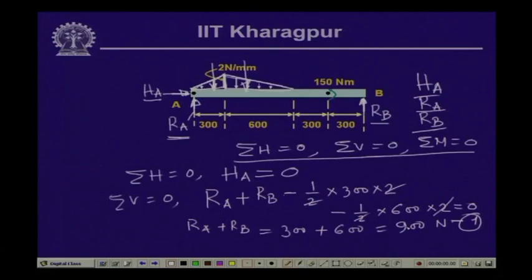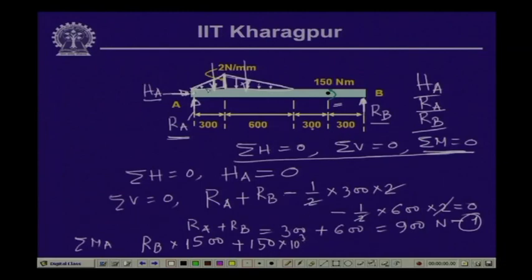Now, another equation we can generate from summation of moment equals to 0. If we take the moment of all the forces with reference to this particular point, say point A, then what do we get? Let us say if we start from this end, the moment of R B is causing an anticlockwise moment. R B times the distance, which is 1500 millimeter, so R B into 1500, which is anticlockwise. Then we have a concentrated moment which is also anticlockwise. So, this is plus 150 into 10 to the power 3 Newton millimeter.